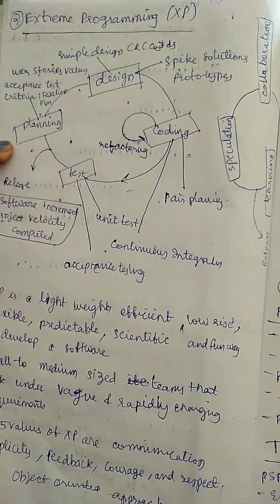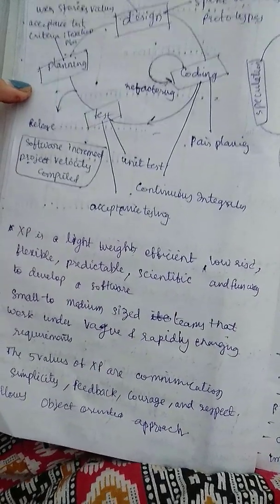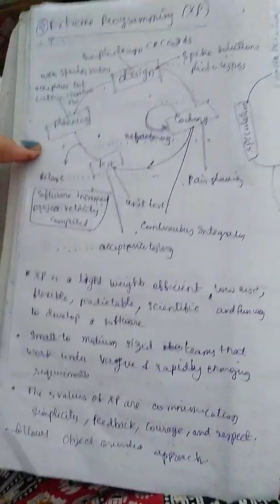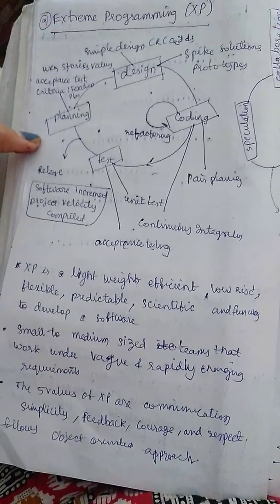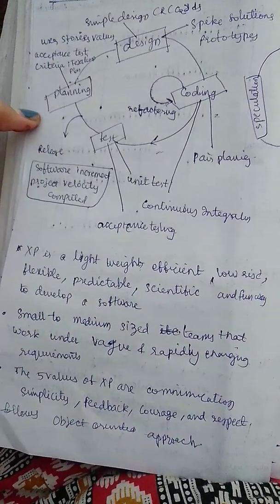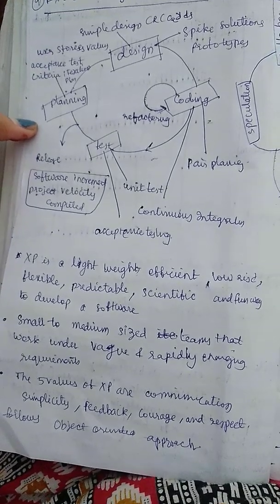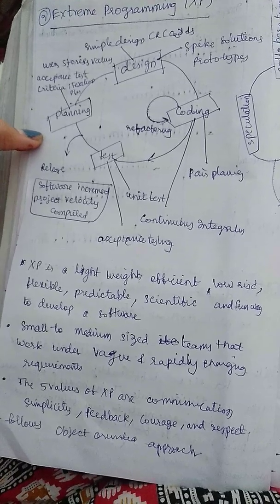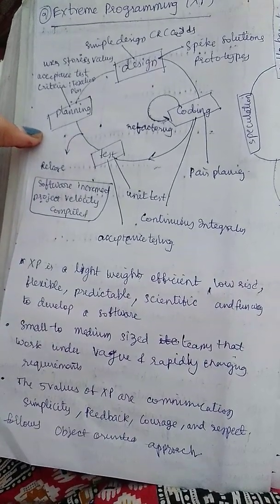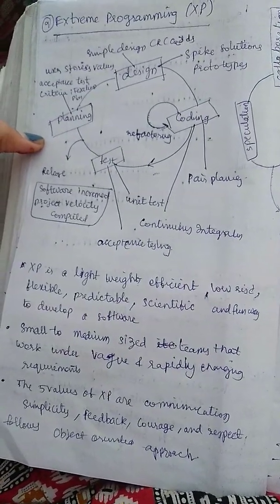Coming to the extreme process, which is also a very easy process. What is extreme programming? Extreme programming is a lightweight, efficient, low-risk, flexible, predictable, scientific, and fun way to develop software. It is for small to medium sized teams that work under vague and rapidly changing requirements. The values of extreme programming are communication, simplicity, planning, feedback, courage, and respect, which each and every project needs.